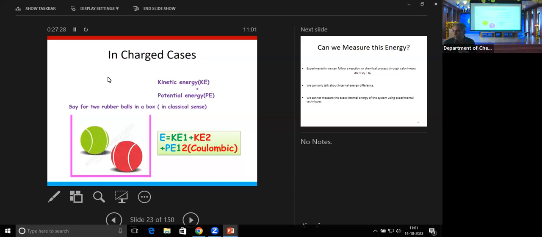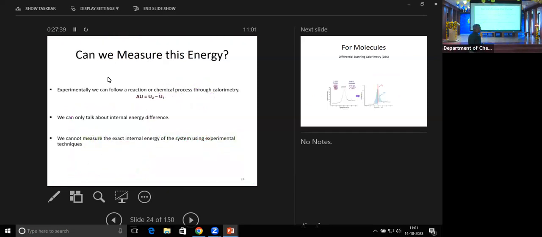So the two balls are interacting inside a box: the kinetic energy of one plus the kinetic energy of the other, and the interaction of that. That is its total energy. Can we measure this energy? I just discussed this a little earlier. Internal energy cannot be measured. Only the difference can be measured. I carry out a reaction and it generates heat or takes in heat, then I know what it is. But Ke1 plus Ke2 plus Pe12 has no sense. So it's only the difference.